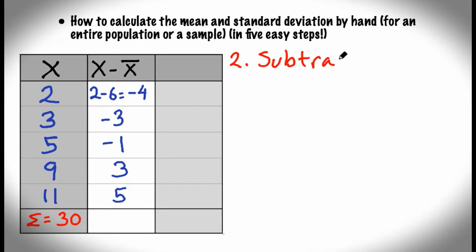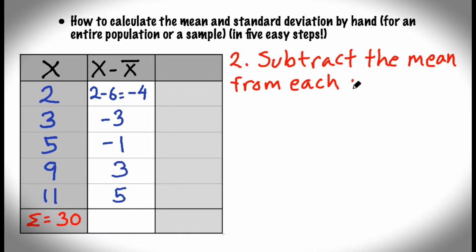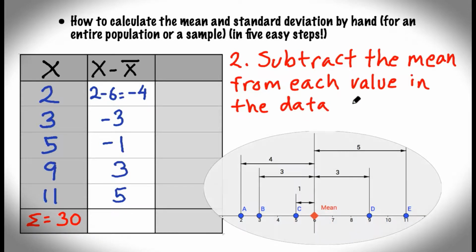The next step is to subtract the mean from each value in the data set and record those values in the table. Note that if you sum them all, they will always add up to 0, which makes a good check to see if you did it correctly. And this is also why you can't use this for calculating the standard deviation.